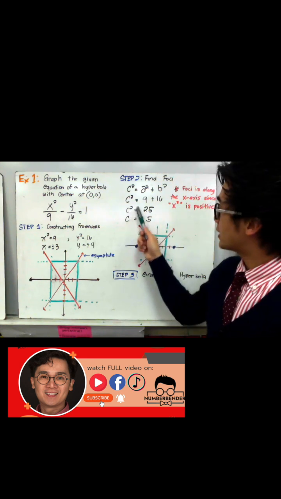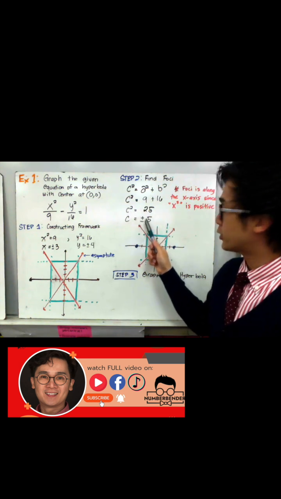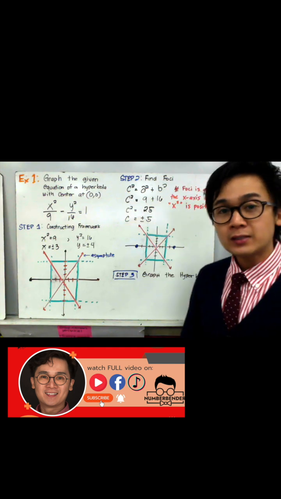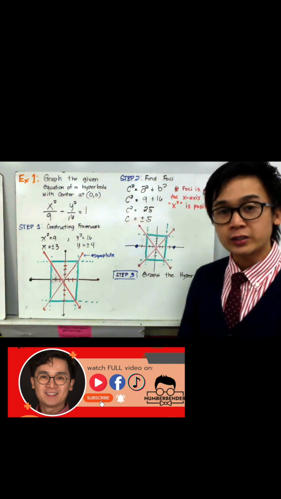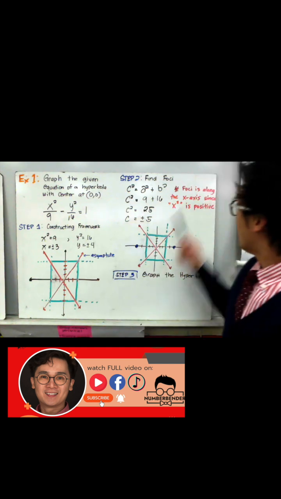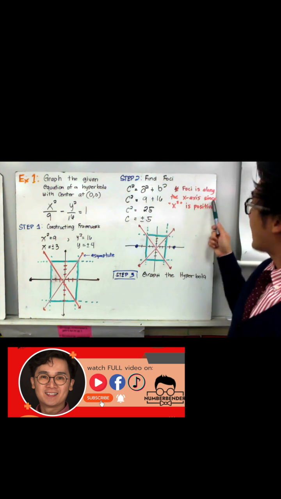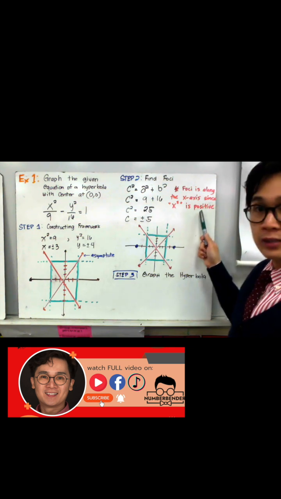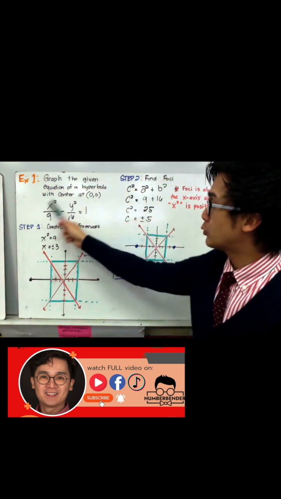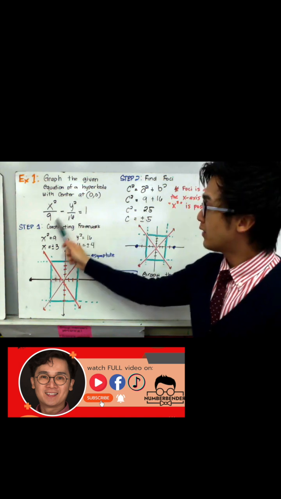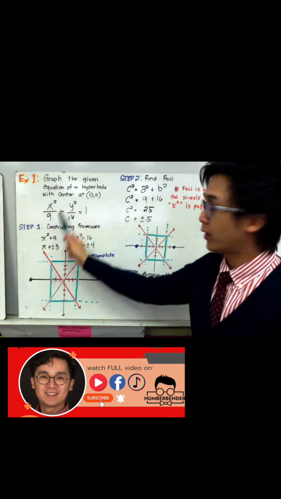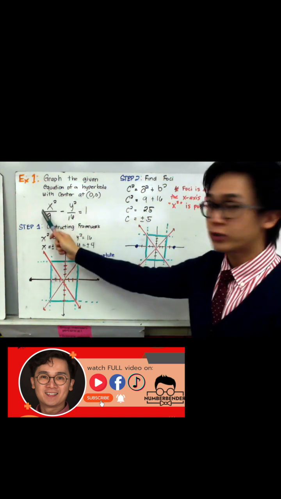And to get rid of your exponent, you'll have c equal to plus or minus 5. Now, this is one important thing that you need to understand about graphing the hyperbola. The foci is along the x-axis since x squared is positive. So notice that in these two terms right here, the positive value is on our x-axis, and this will determine how our hyperbola will open.